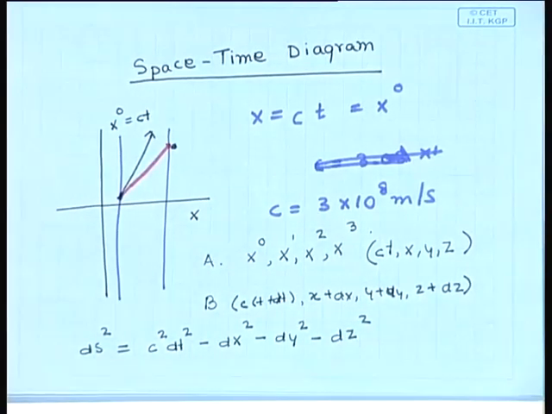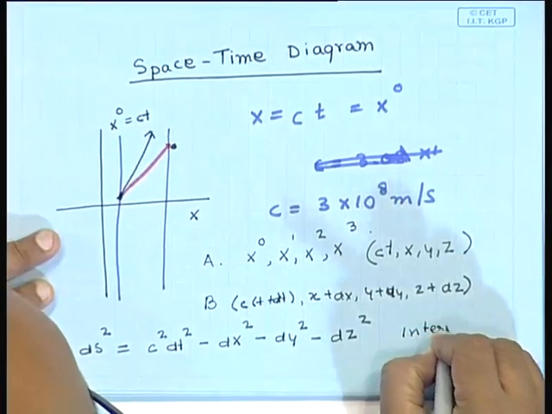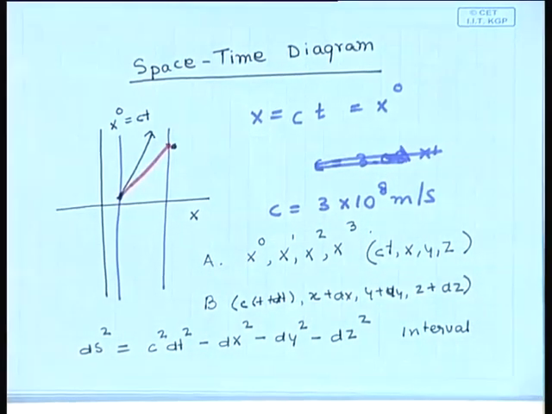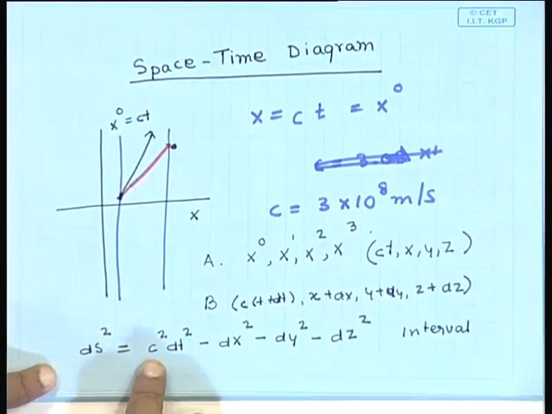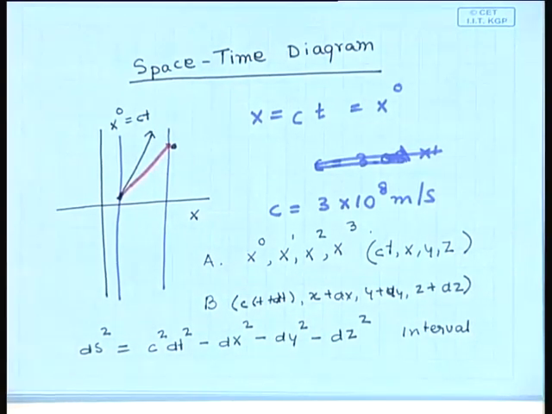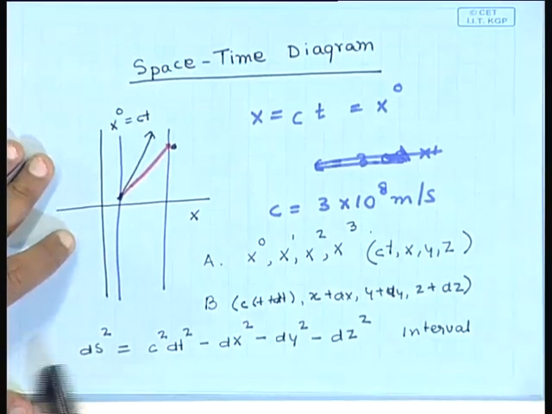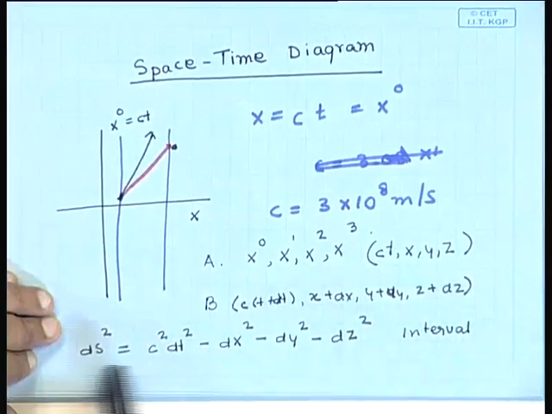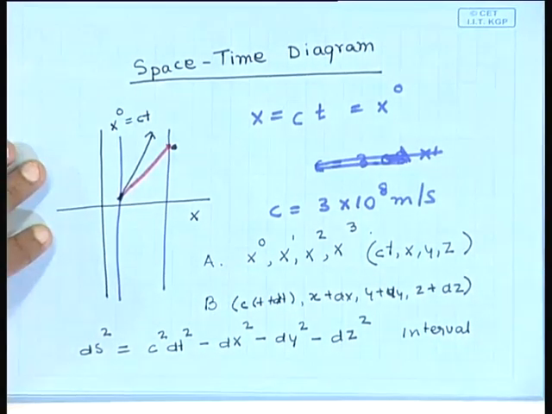Okay, so given any two events, which are infinitesimally close, we can calculate the interval between these two events as ds square. Okay, ds is the interval. We could calculate the interval ds as c square dt square minus dx square minus dy square minus dz square. Now, what is the utility of this definition? Why have we defined it like this? Let me briefly discuss this.